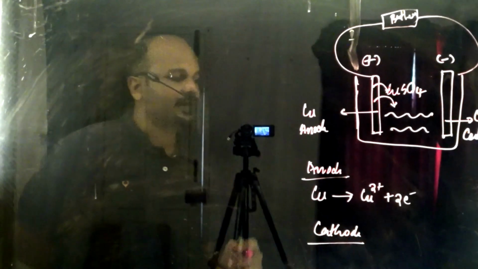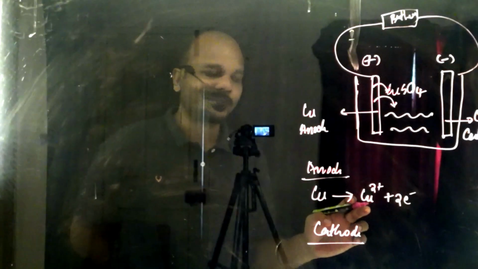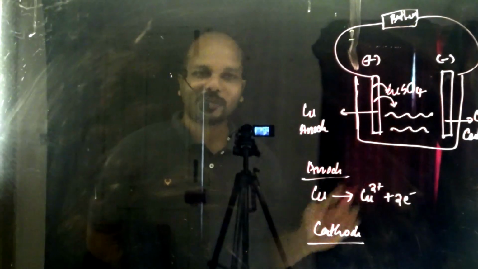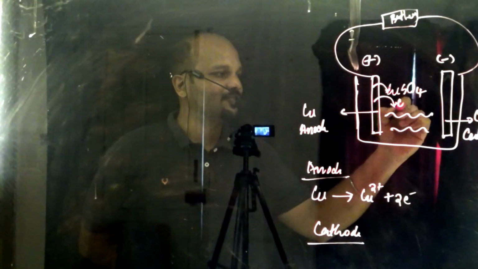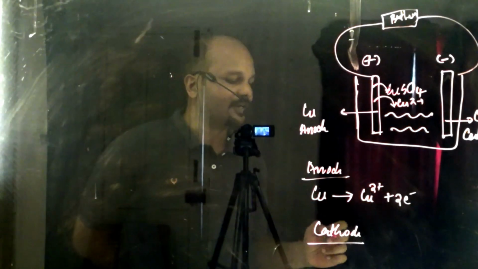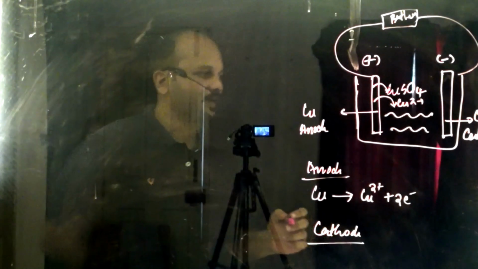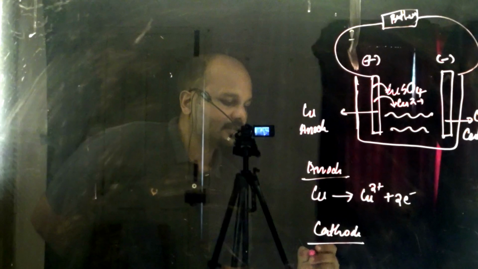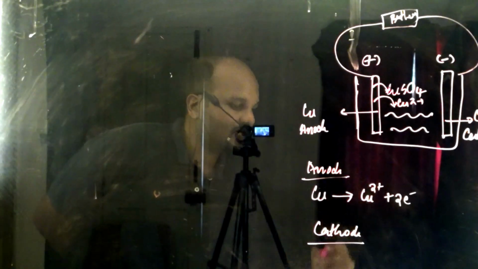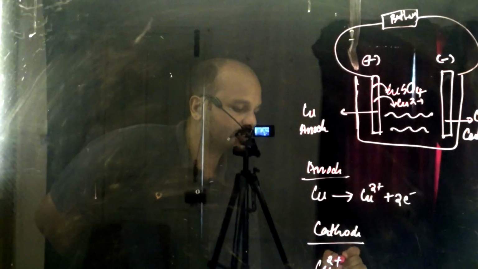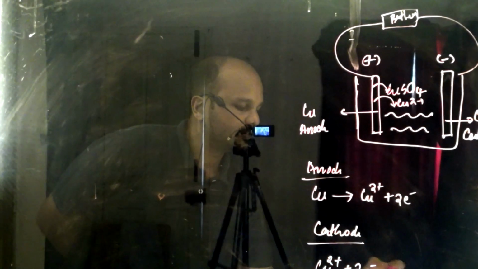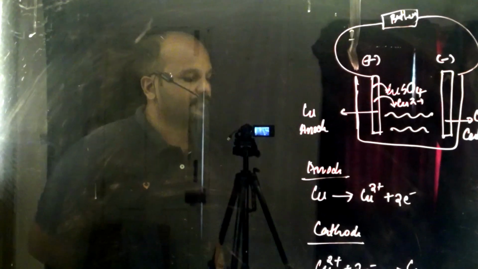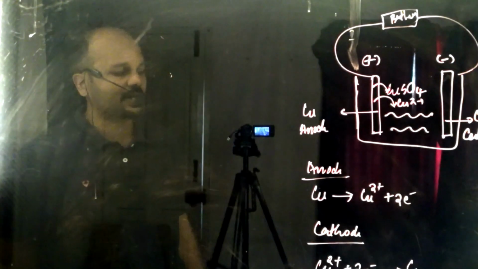Now at the cathode, what will happen? These Cu2+ ions are going to dissociate into the electrolyte, and they will go to the copper cathode. So in the cathode, the Cu2+ ions plus 2 electrons will get deposited in the cathode.